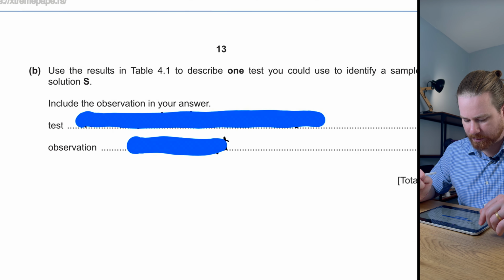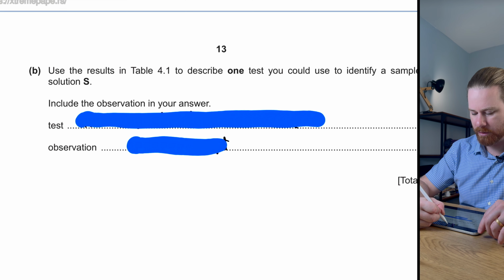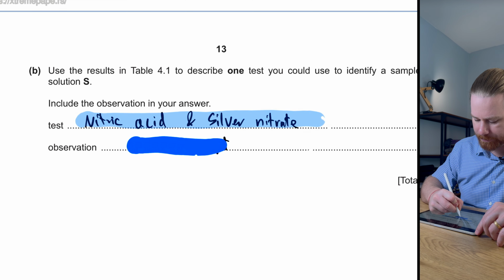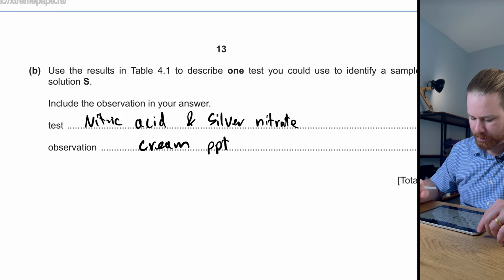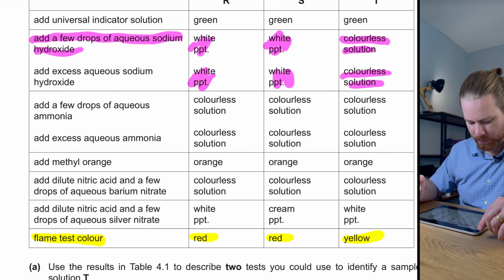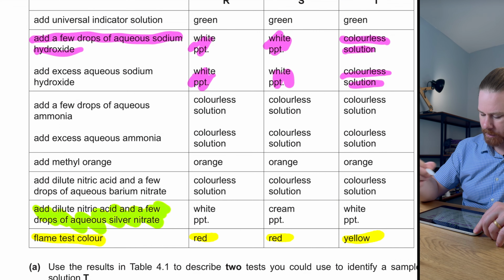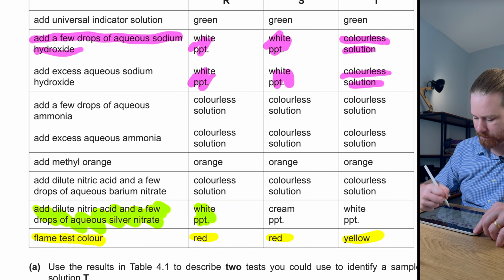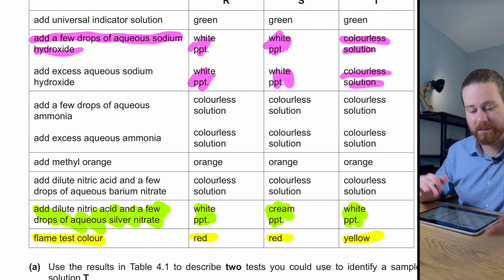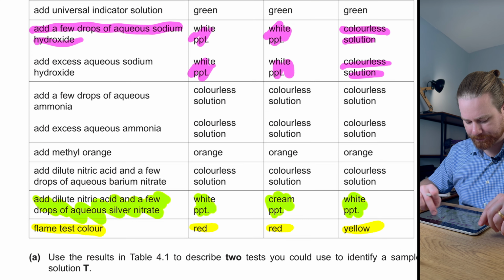Okay, use the results table to describe one test you could use to identify a sample of solution S. So nitric acid, and that's giving us a cream precipitate. So let's see what's going on. So the nitric acid. So we can see same, and then our different results. So whenever you're getting a different result, you can use that to identify that one thing, it's going to single it out.